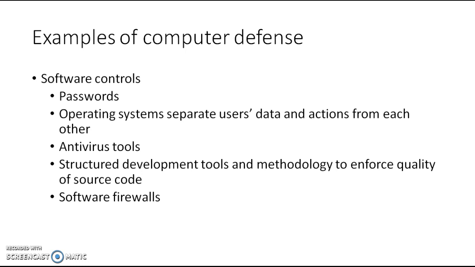And then we have structured development tools and methodology to enforce the quality of source code. We must have tools for developing good quality software and good quality code, so that vulnerabilities should not exist. Nowadays we have a modular approach: we make the modules and then link the modules with each other. And the last one is firewalls. They can be hardware firewalls, software firewalls, internal perimeter firewalls, or external perimeter firewalls. So various kinds of firewalls exist in our industry.